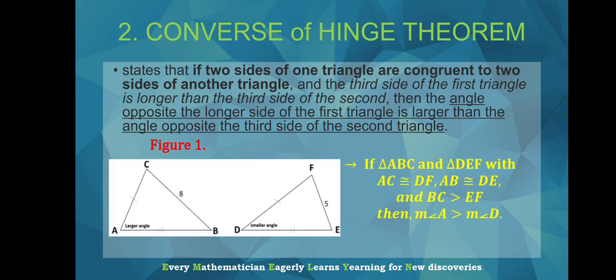Figure 1 shows that, if triangle ABC and triangle DEF, with AC congruent to DF, because they have similar tick marks, AB congruent to DE since they also have similar tick marks, and BC is greater than EF, by converse of Hinge theorem, measure of angle A is greater than measure of angle D.